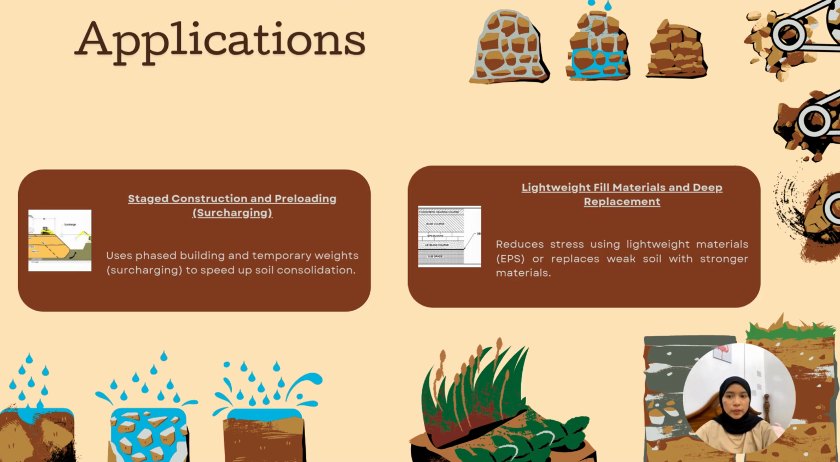So our final application is the use of lightweight fill materials and deep replacement. To avoid overloading the weak clay, we can construct the embankment using ultralight materials like EPS blocks. Alternatively, we can excavate the weak soil entirely and replace it with stronger granular materials. By applying these four strategies, we can safely and effectively build critical infrastructure on even the most challenging soil conditions.